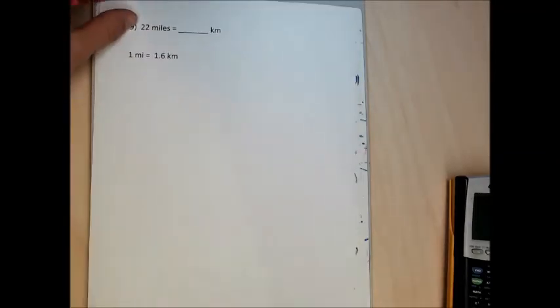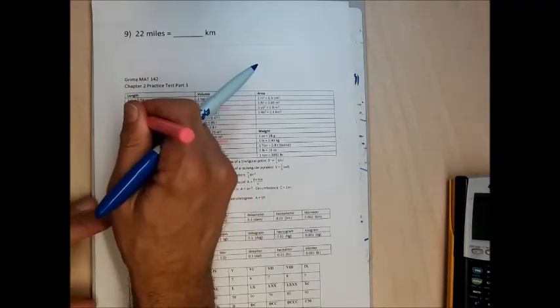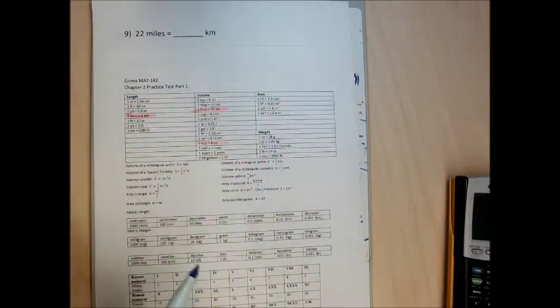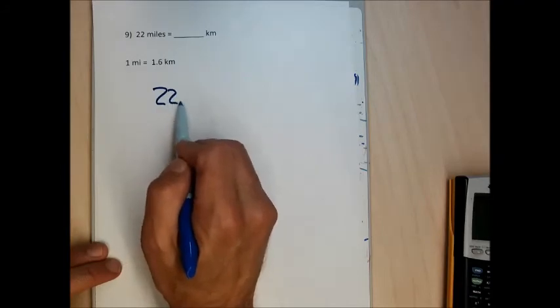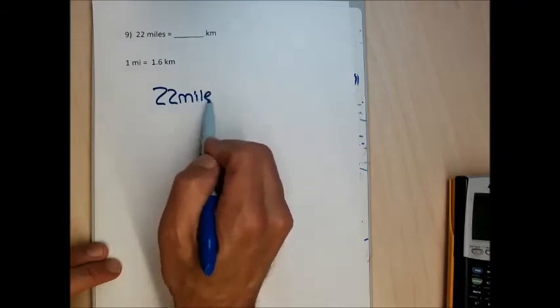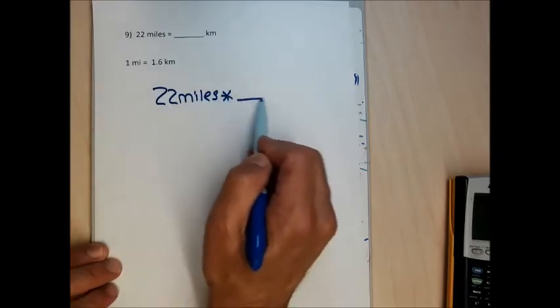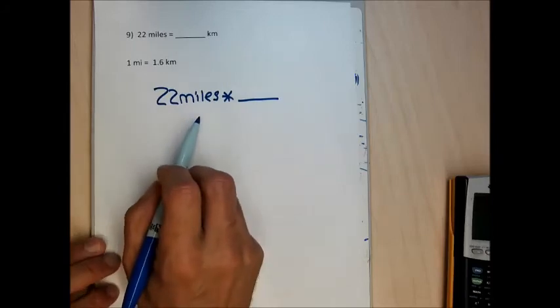For number 9, I needed to convert from miles to kilometers, and that's an easy one because I have the unit that 1 mile is 1.6 kilometers, so I'm going to use that. And then I'm going to multiply. I'm going to start off with my 22 miles. I always multiply by at least one fraction. The numerator has the units I want to wind up with.